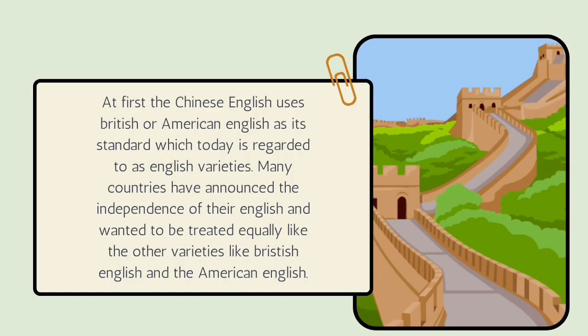At first, Chinese English used British or American English as its standard, which today is referred to as English varieties. Many countries have announced the independence of their English and wanted to be treated equally like the other varieties, like British English and American English.